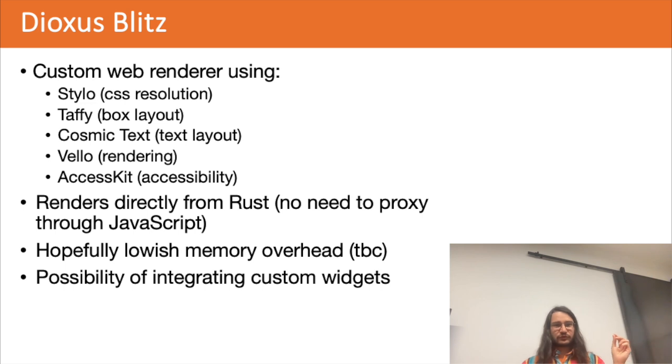The idea is that you would render directly from Rust. So if your state management is using Dioxus, then it can directly manipulate an API that is in Rust. It doesn't need to go through JavaScript. There wouldn't be a JavaScript engine included at all. So hopefully you get lower memory overhead, etc. And then possibly the possibility of having your own custom widgets in a web view. So we're mostly using web, but if you want to have your own widget that does graph rendering or virtualization or whatever it is that it does, then we'll be able to do that.